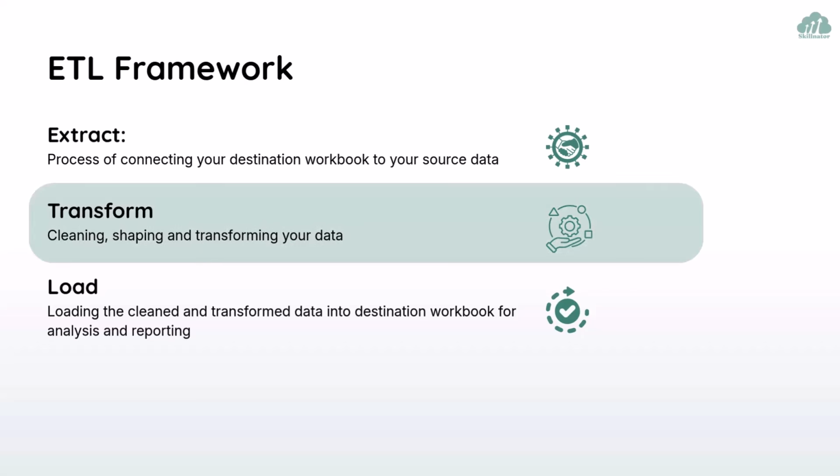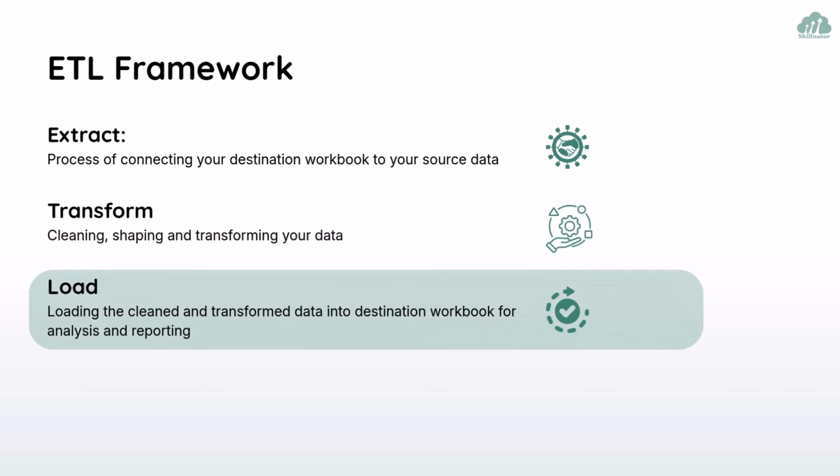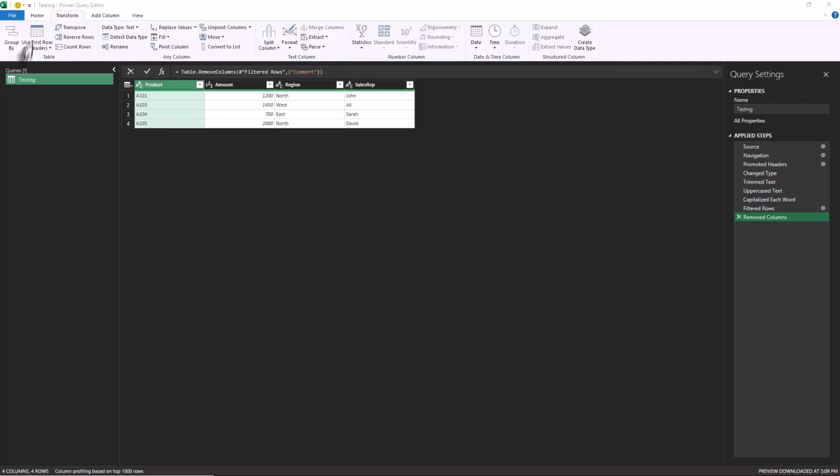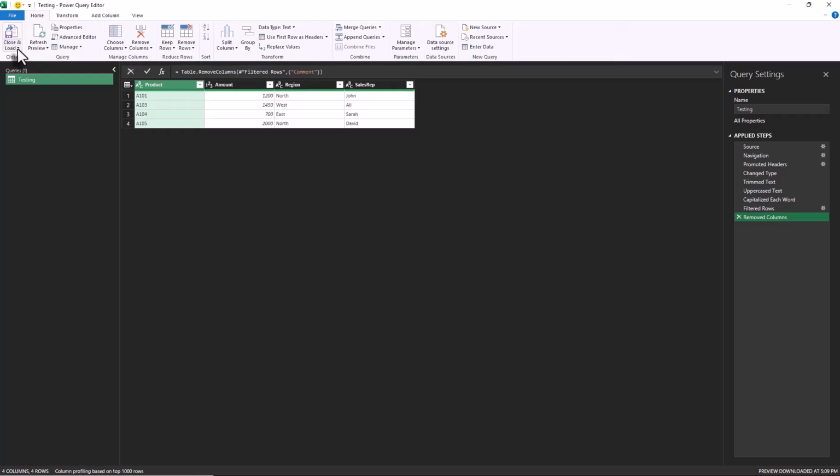Let's say we are happy with the transformations we have done so far. Now we will move to the last stage of the ETL framework where we load the data into the Excel workbook. Let's go to the Home tab and click Close and Load, and then select the option Close and Load To.